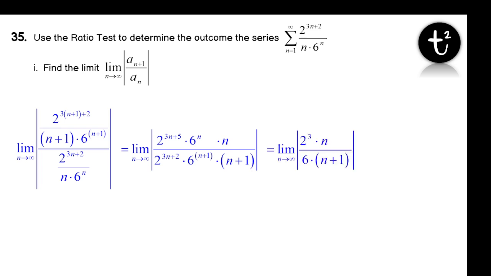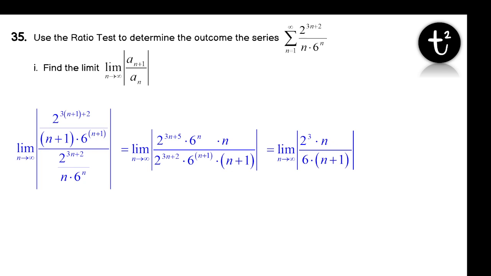Alright, so as far as the base 2 terms, there's 3 more in the numerator than there are in the denominator. So we're left with 2 cubed in the numerator. The base 6 terms, I have 1 more in the denominator than in the numerator. So we just have a 6 in the denominator after cancellation. And the n over n plus 1 terms will not simplify, so I'm just going to leave them alone.